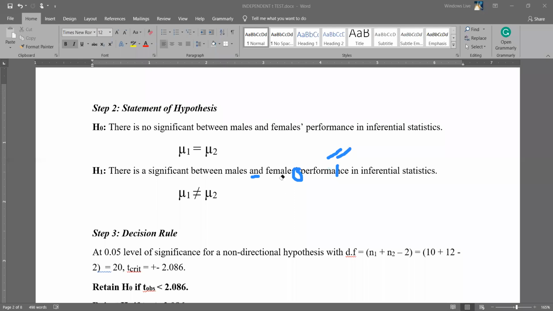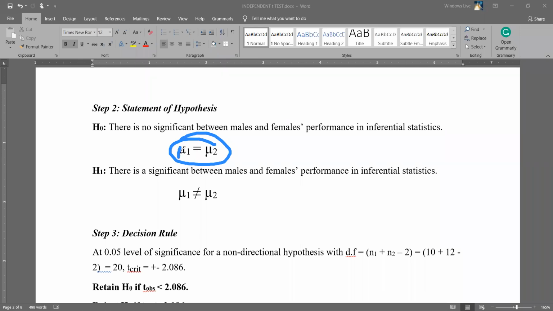And under step 2, you don't just state the hypothesis. You are supposed to represent it in symbol. So under H0, we are saying there's no difference. So when we say there's no difference, then it means that what we are saying is that the two groups, males and females, they are what? The same. This is English. We are saying there's no difference between two groups, meaning that we expect them to be what? To be equal. So that's why we are saying mu1.